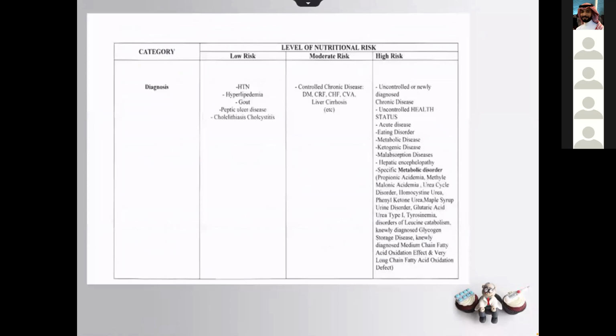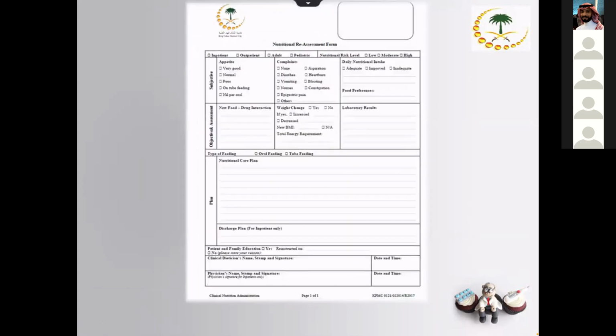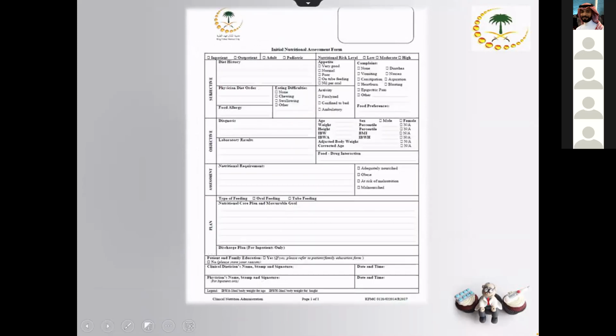Also regarding diagnosis, for most diseases we make categories for each disease. I also want to show you the forms we use for initial assessment and reassessment. Usually the initial form we use only one time, but this one is for the follow-up of the patient.